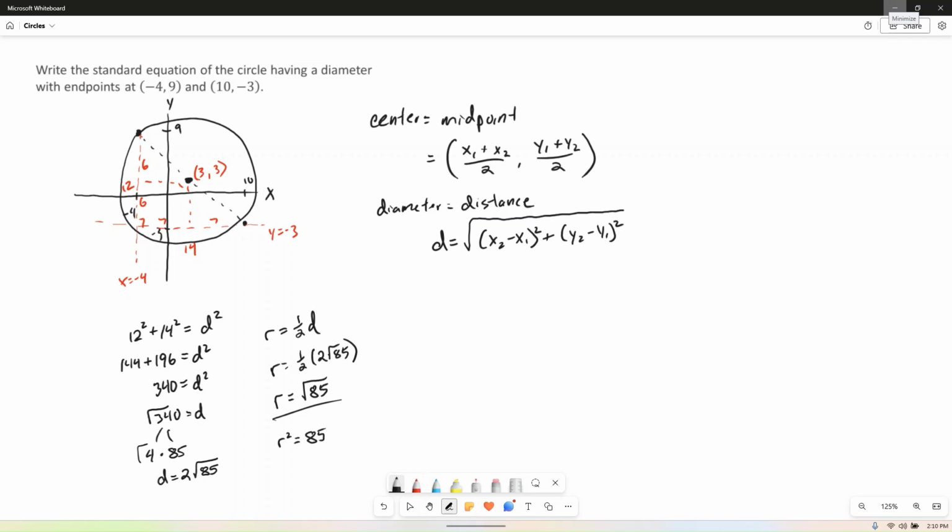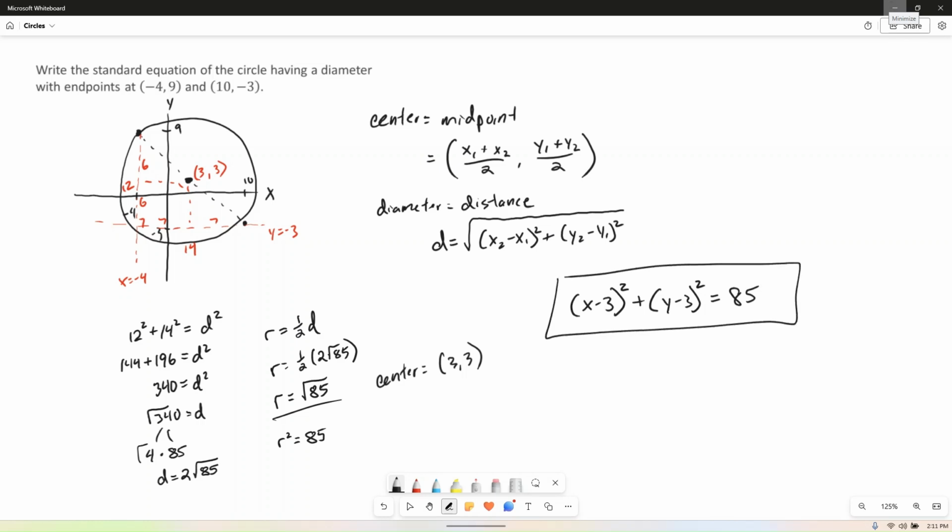So I have everything I need now to figure out what the equation of our circle is. I know the radius is the square root of 85, and I know the center was 3, 3. And so if I plug that into my equation, I'm going to have x minus 3 quantity squared plus y minus 3 quantity squared, and that's equal to r squared, which was 85.